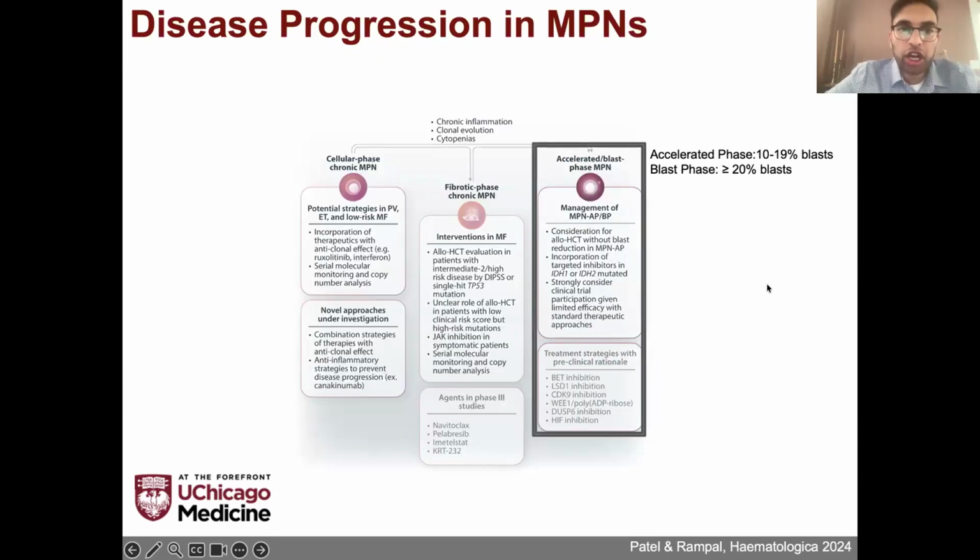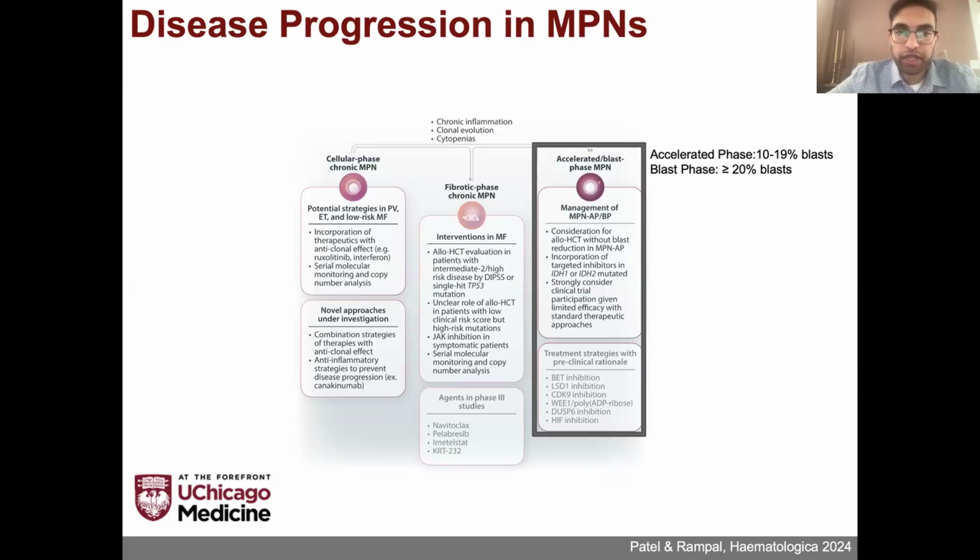So, when I talk about accelerated and blast phase MPNs, what do I mean? What that means is that your MPN has changed in the way it's behaving. Patients that are in the early phase or cellular phase, where the major issues we're dealing with are elevated blood counts, typically our goal is to reduce those blood counts, normalize them, reduce risk of blood clots, and also reduce risk of progression if we're able to.